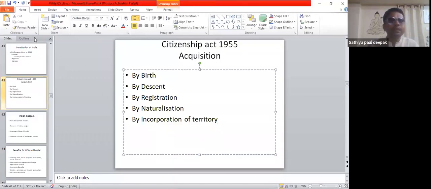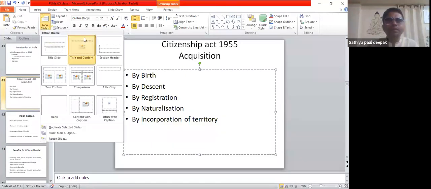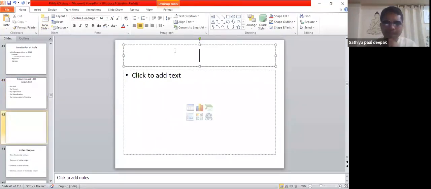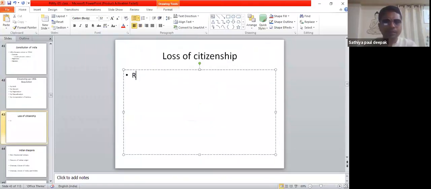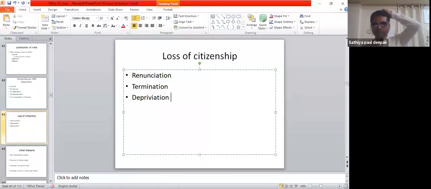Next, we have to talk about the laws of citizenship under the Citizenship Act of 1955: renunciation, termination, and deprivation.